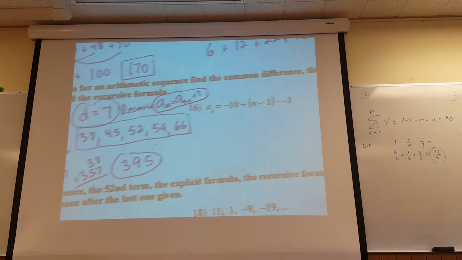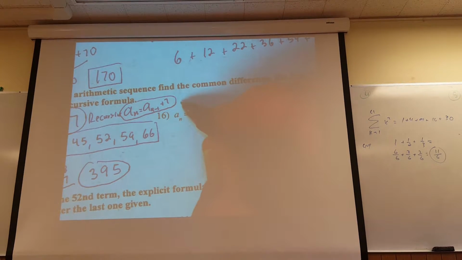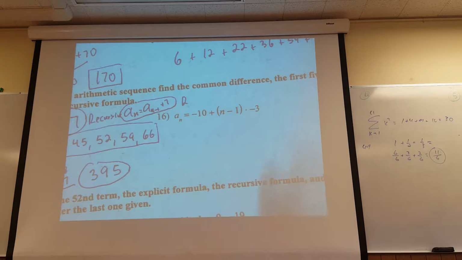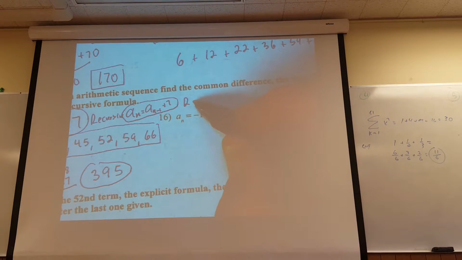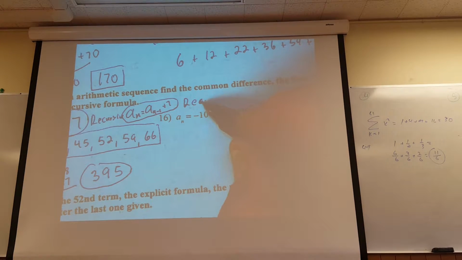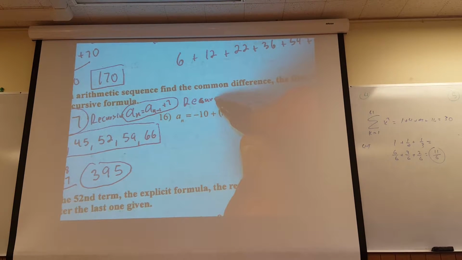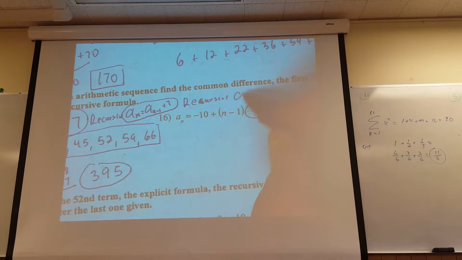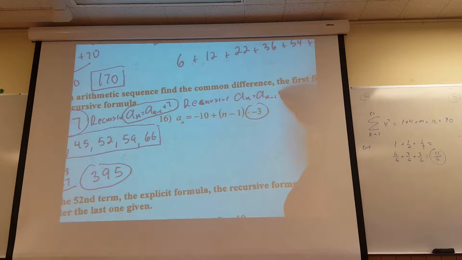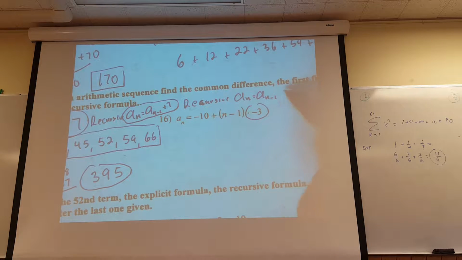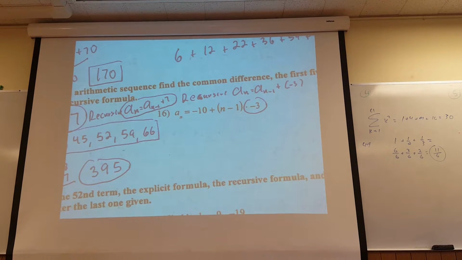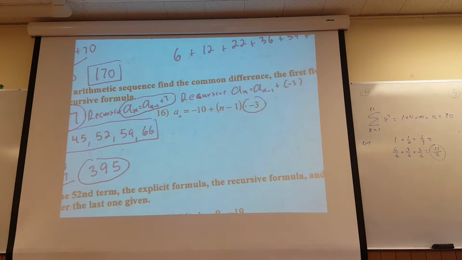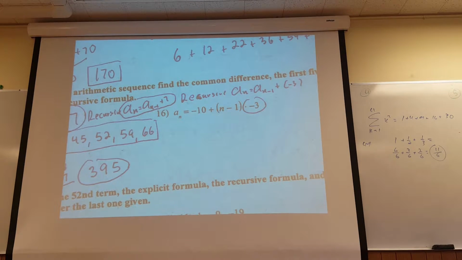That's all you have to have. Okay, look at number 16. Starting off, now do you know what d is on 16? That's d. So the recursive: a sub n is going to be a sub n minus 1 plus negative 3, or minus 3. Either one is correct. Plus a negative 3. That's all you have to write. The recursive is given. Don't make a mistake on it.